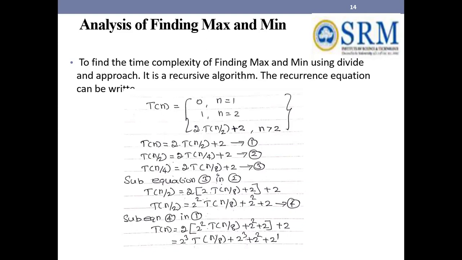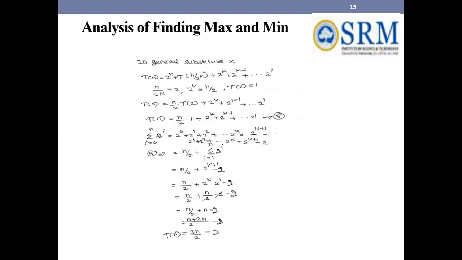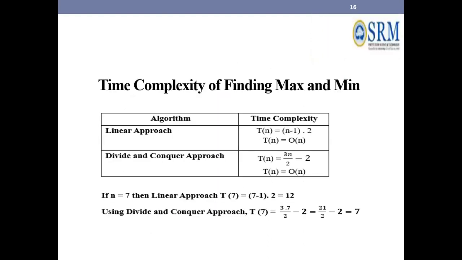So T of n is equal to 2 into 2 power 2 T of n by 8 plus 2 power 2 plus 2. Again, 2 power 3 T of n by 8 can be written as 2 power 3 T of n by 2 power 3 plus 2 power 3 plus 2 power 2 plus 2 power 1. So this is the time complexity of finding max and min using the recursive algorithm. And how to solve this equation to find the T of n value.